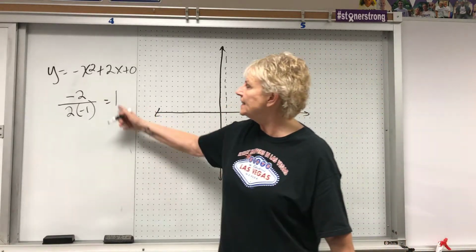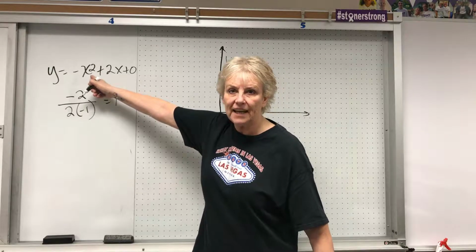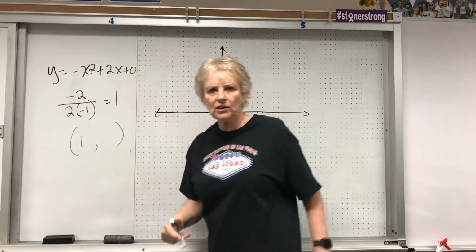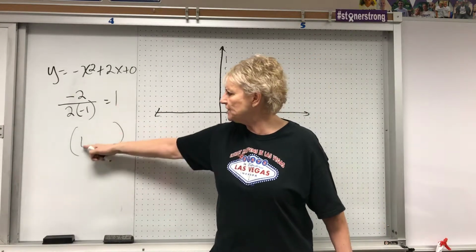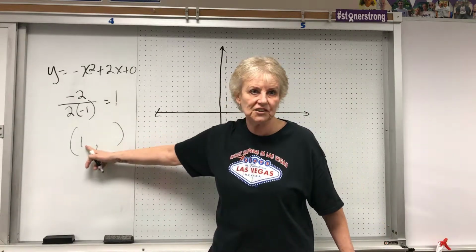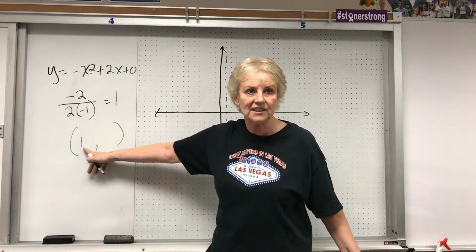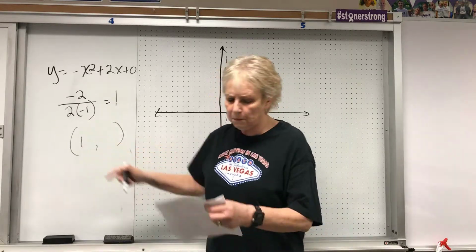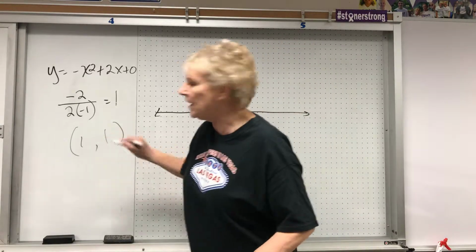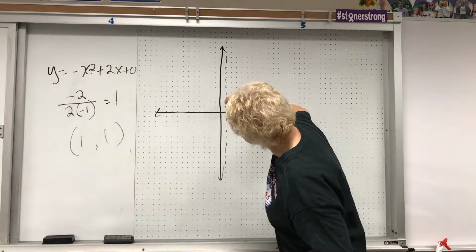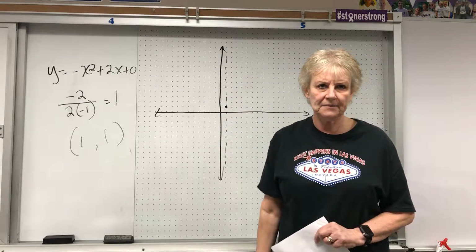Now you plug in 1 to get the vertex. So whatever we get, I noticed some of you on your quiz didn't have the same number here. That makes no sense. The middle of your parabola is where the vertex is. So if you plugged in 1, you got a 1. So you come over here and you put in 1, 1.